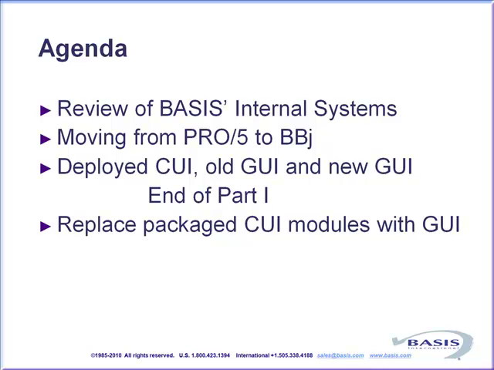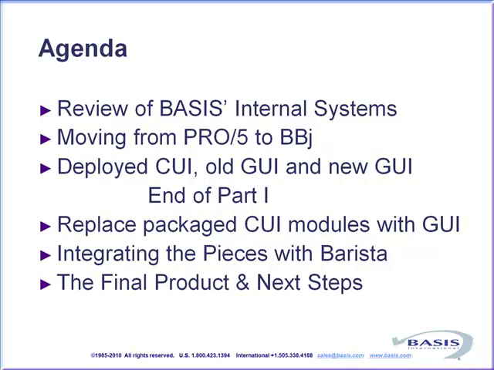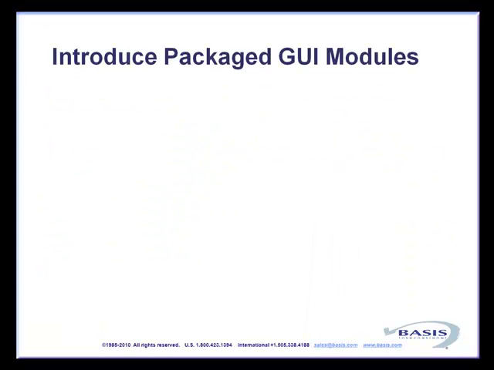Today we're going to look at how we've replaced the packaged CUI modules, those were add-on version 6 character-based accounting modules, with their new counterparts, the Barista GUI counterparts. That's the Barista add-on versions of our AP and GL. We'll show you how we're going to integrate these pieces with Barista, and we'll show you the final product and discuss the next steps. So let's have a look at how we decided to take our transition to benefit from the new capabilities of the Barista version of add-on software.